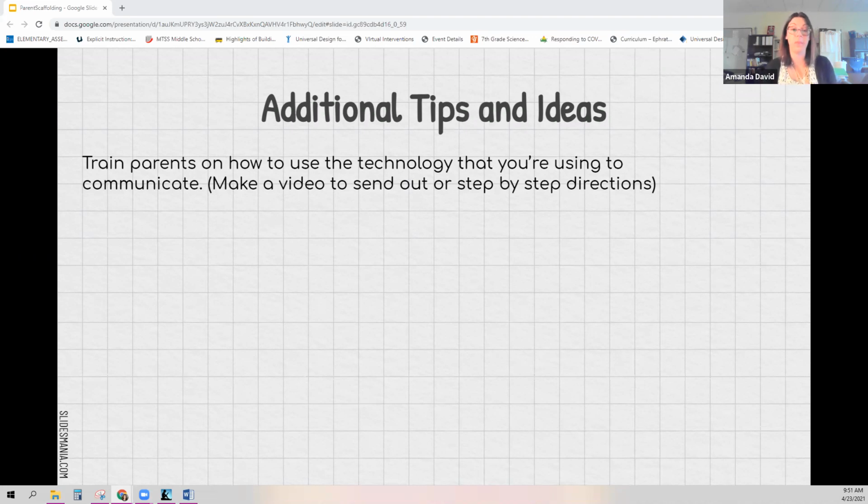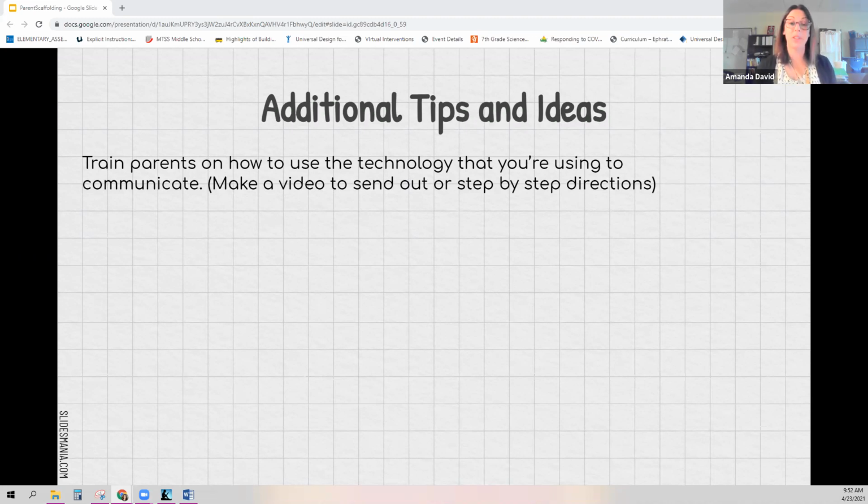Confirm email addresses at that time. Obviously, there's a good chance you're not going to have everyone at open house or your virtual open house, meet the teacher night, those things. Do the best that you can to reach out to those parents to ensure that they have what they need.